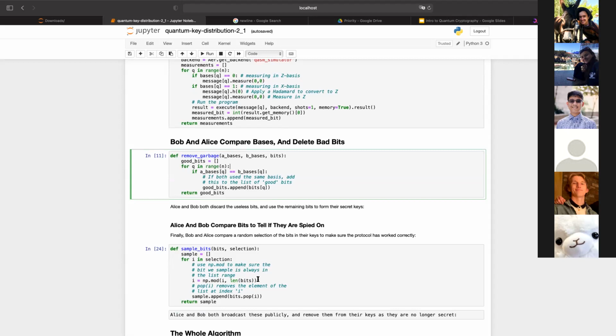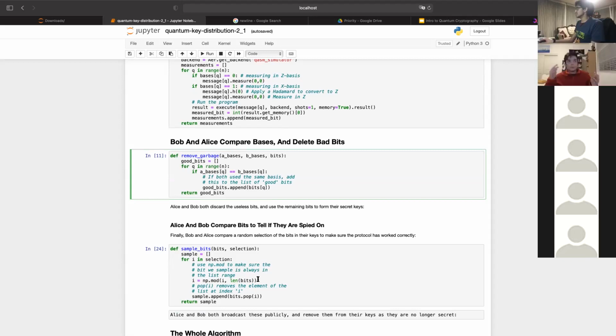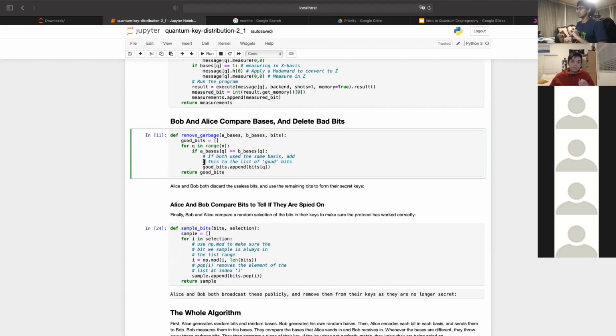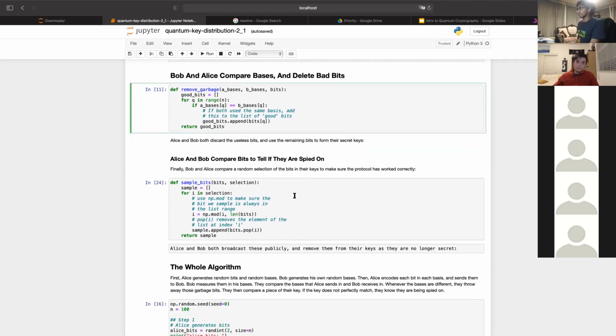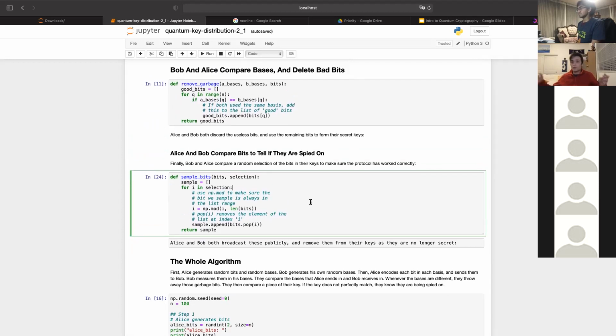So once they've done this, Bob knows that he measured 5 or so of his bits, 5 out of 20, wrong. They actually delete those bits. So you can see here that they keep track of the good bits, and then they just return the good bits. So they trash all the ones that were sent and received in different bases. And once they've done this, then they know that ideally their two keys should be the same. So this is basically the goal of the whole thing, right? The key is random, but they know that they should be the same. Alice and Bob should have the same exact random string of ones and zeros that they can use to encode their message.